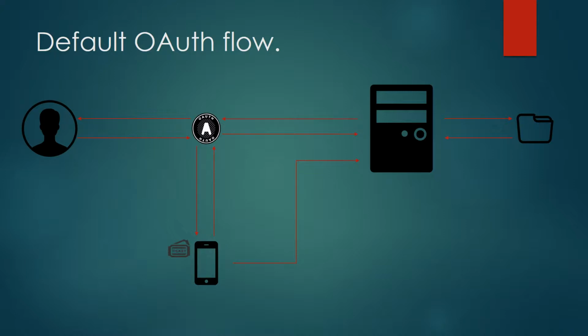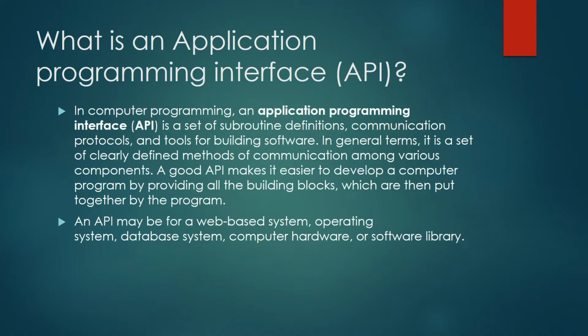OAuth works with an API, so you need to know what an API is. API stands for application programming interface, and this is a quick overview from Wikipedia. As you can see, in computer programming, an application programming interface is a set of subroutine definitions, communication protocols, tools, and so on. If you want to read the raw theory, you can go to Wikipedia and read the whole documentation about the API.